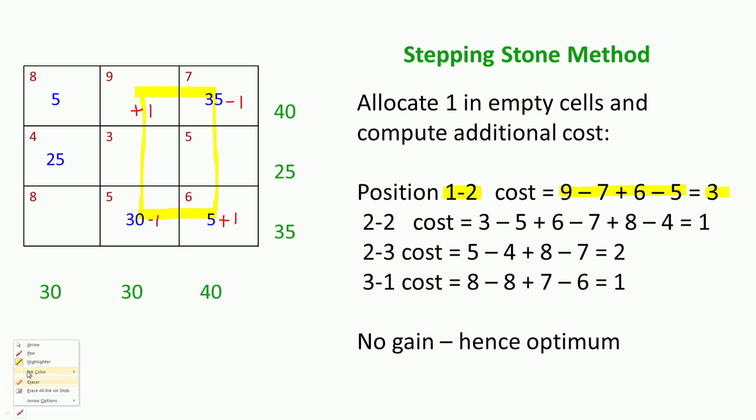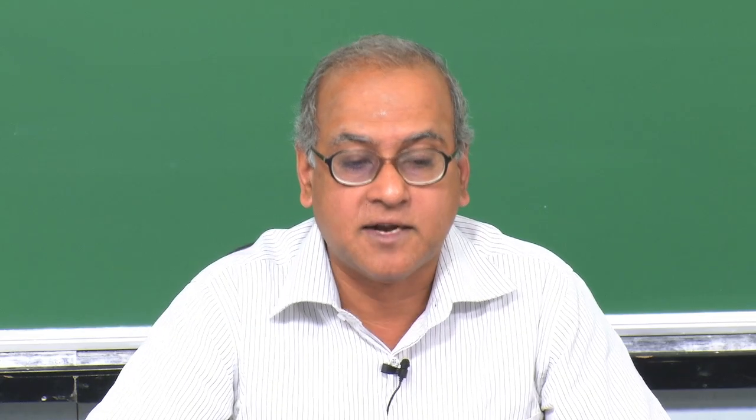So, now let me look at the second unallocated position, which is here. So, I put a plus 1 here, I can balance it with a minus 1 from this, and again I balance it with a plus 1 from this. Observe that I am making these adjustments only from the allocated positions.